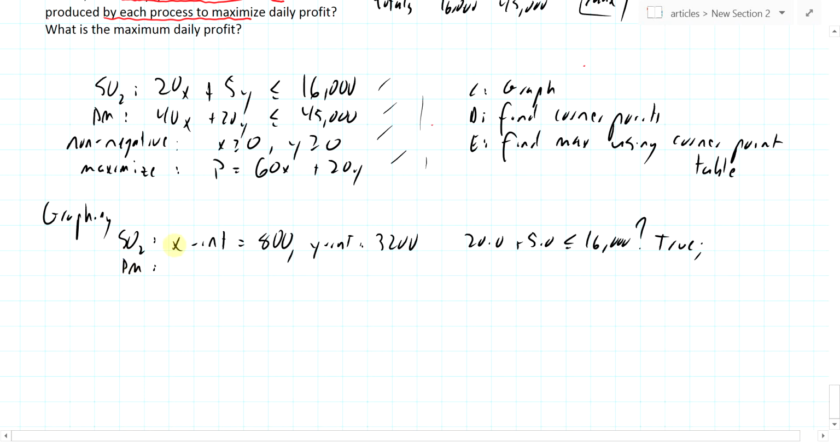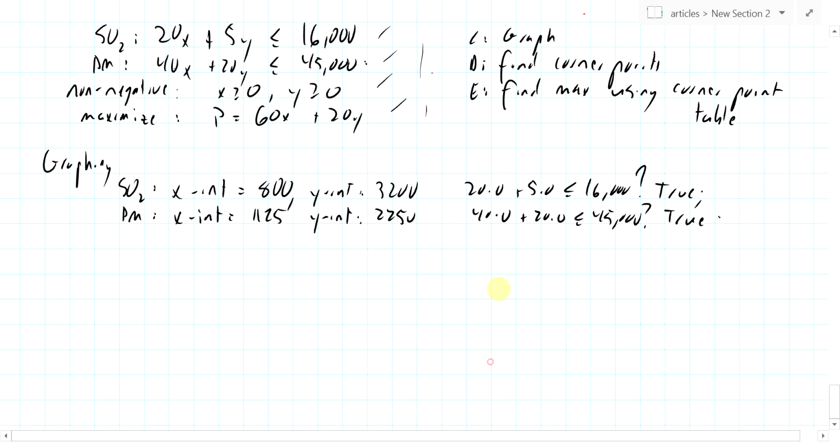For particulate matter, x-intercept is 45,000 divided by 40, which is 1125. Y-intercept, 45,000 divided by 20, which is 2250. I'm plugging in our test point 0, so 40 times 0 plus 20 times 0, into this equation. Is that less than or equal to 45,000? And that's true. So we fill in the side that 0, 0 is on. Okay, so now we can do our graph.